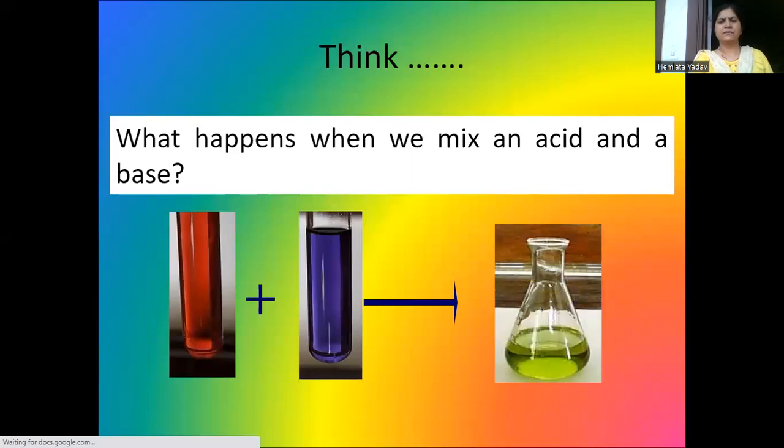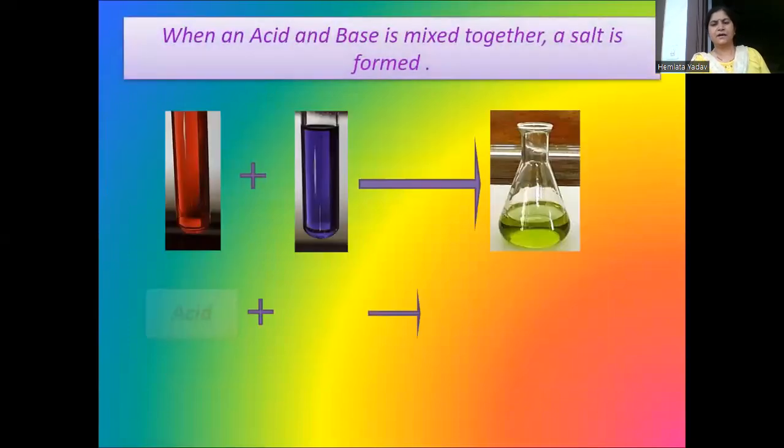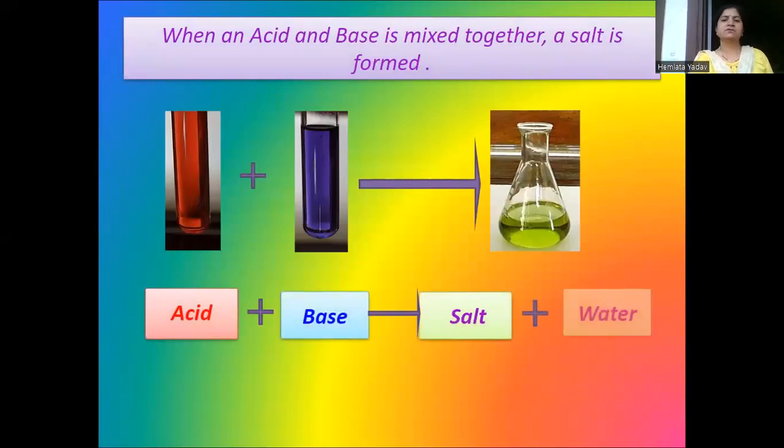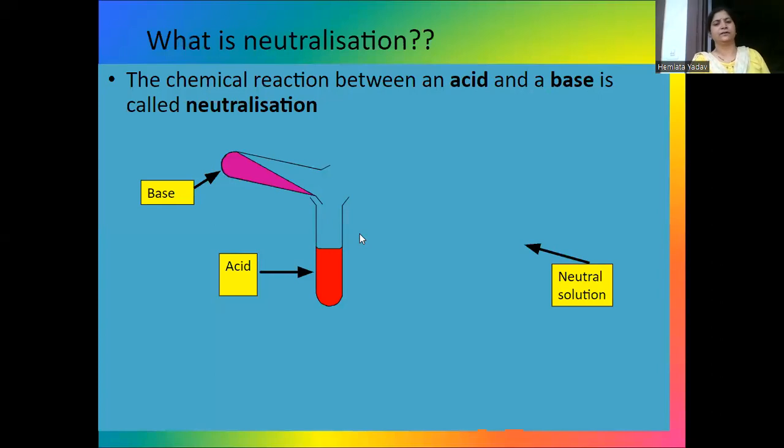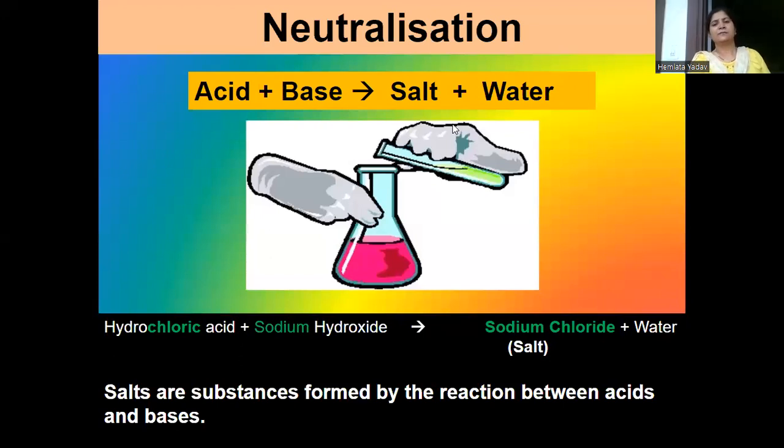What happens when we mix an acid with a base? That we have to study. When an acid is mixed with a base, they form a salt plus water. This is called a neutralization reaction. You can see in the slide, the chemical reaction between acid and base is called neutralization. We get a neutral solution: acid plus base gives salt plus water.